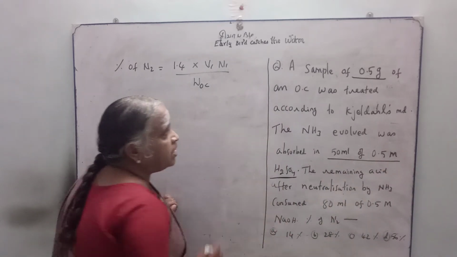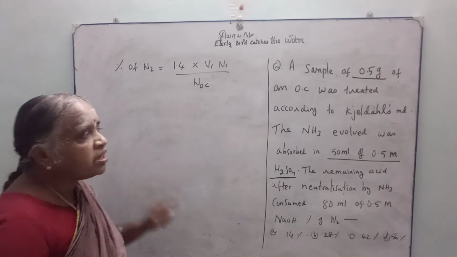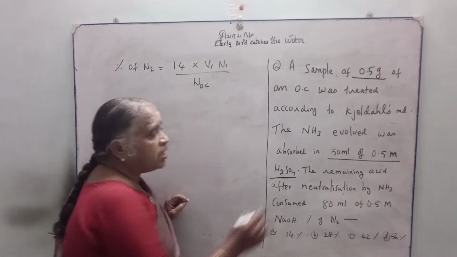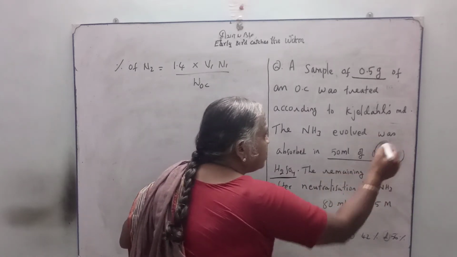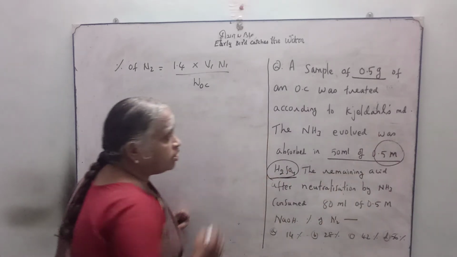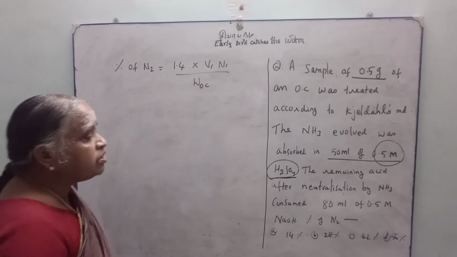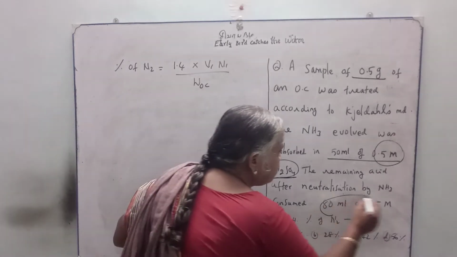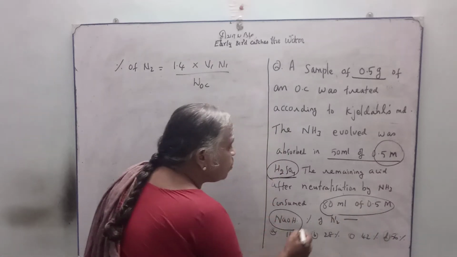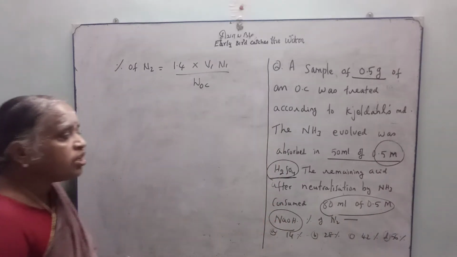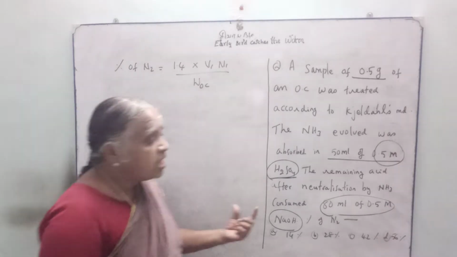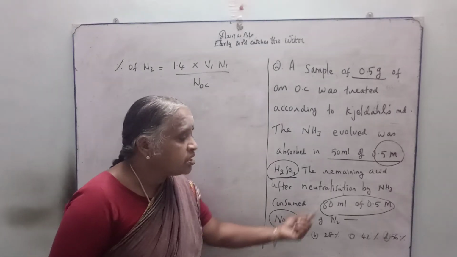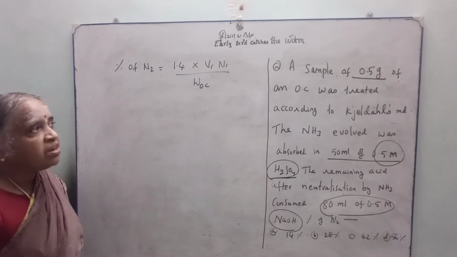In Gelder's method, you should note the sulfuric acid's initial volume and molarity. The remaining acid after neutralization by ammonia consumed 80 ml of 0.5 M sodium hydroxide. So it is neutralized by the base. Its volume is important, its normality is important. Then the question is: calculate the percentage of nitrogen.